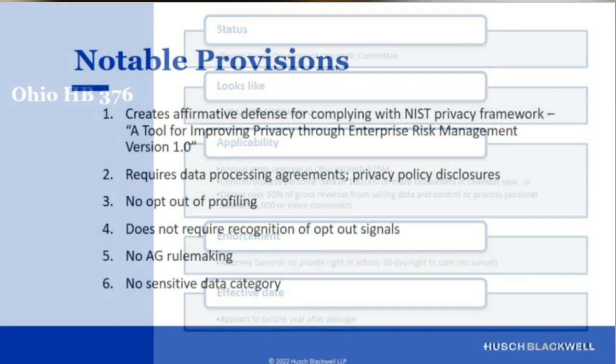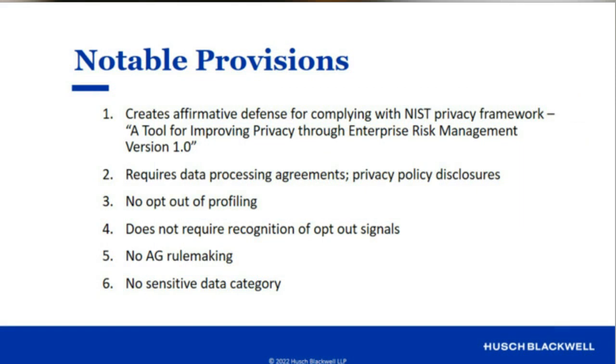With respect to notable provisions, and this will be the last slide on Ohio, it's got this NIST privacy framework that has been looked at by people on both sides of this debate, and there's a lot of context out there about whether it's good or bad. I don't know. I'll leave that to your discretion to decide. It's there, though, and the concept is if you comply with the NIST privacy framework you would have an affirmative defense. AG enforcement, but an affirmative defense. The usual things, it's got data processing agreements, privacy policy disclosures. These are the belt and suspenders of privacy law right now.